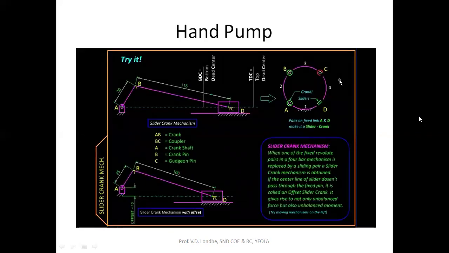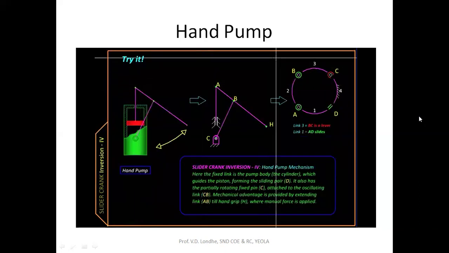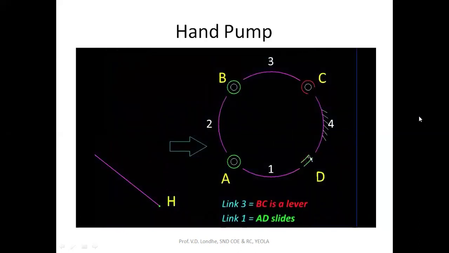If we start with the basic slider crank mechanism, where we have a fixed link and on one side it has a crank and on the other there is a slider, and if we fix link number 4, which is nothing but this slider, then we get inversion number 4. And this is how it looks in a schematic diagram. So link number 4 here is fixed. On one side, it has a partially rotating hinge. So it is going to have an oscillating link connected to it. And on the other side, it has a sliding pair, a prismatic pair. So it will have a slider that slides in it.